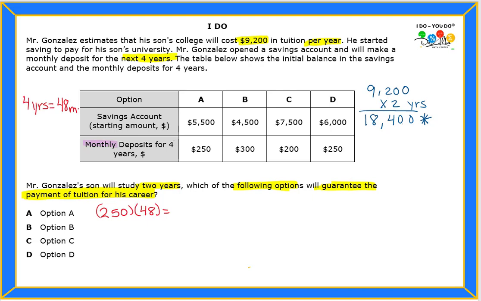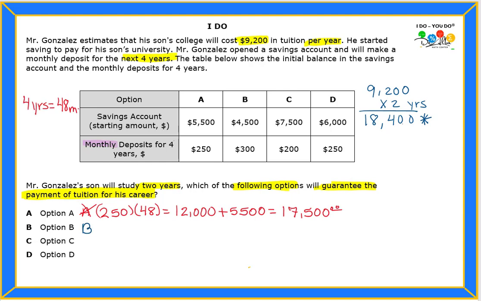And then we're gonna add up my 5,500. Okay, so for the first one, we get 12,000, and I'm gonna add that 5,500 because remember that's how much money he is starting the account with. Okay, and that's gonna give us a total of 17,500. Is that enough money? No, because he needs 18,400. So I know option A is not gonna be enough for us, right? Okay, let's go to B.